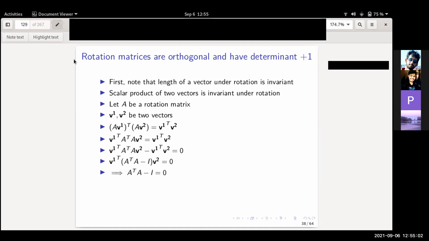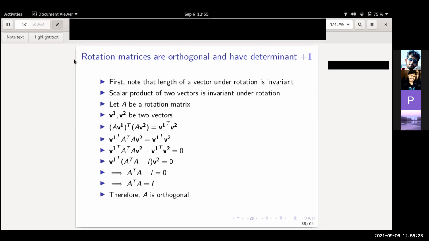Therefore, the central matrix has to be 0. So this means that A transpose A is identity. So even the statement that the scalar products are invariant shows that the matrix should be orthogonal. Okay, anyway, this we have already shown.